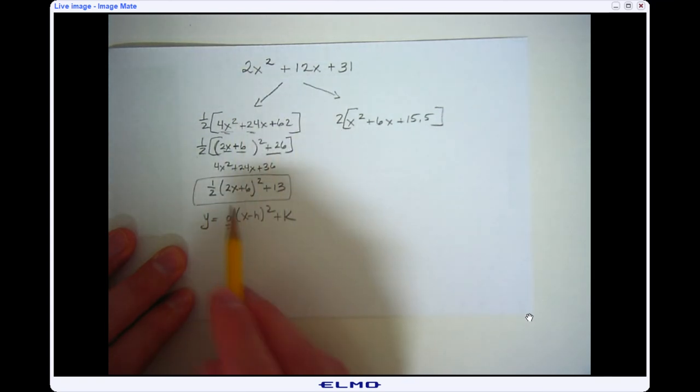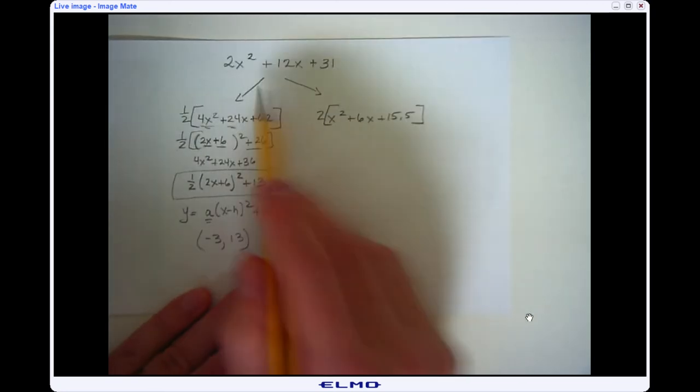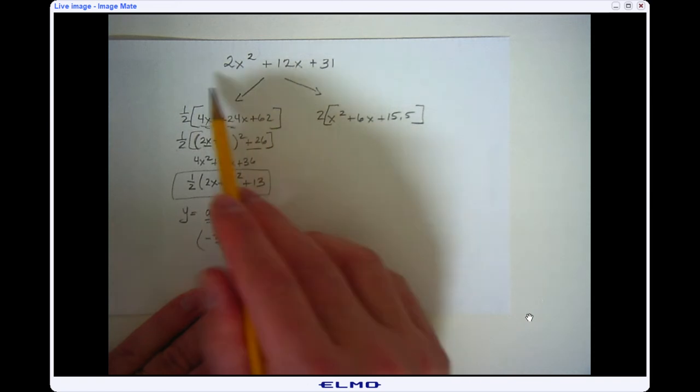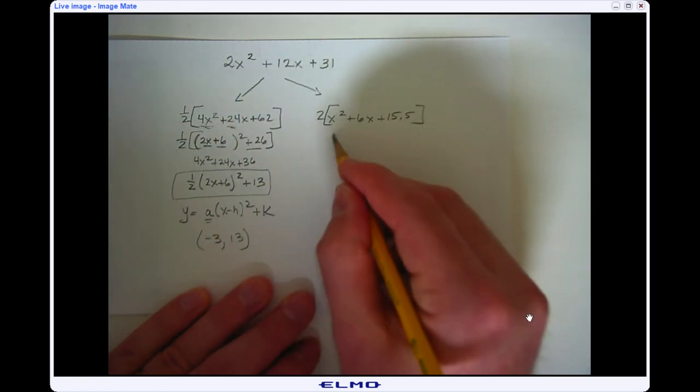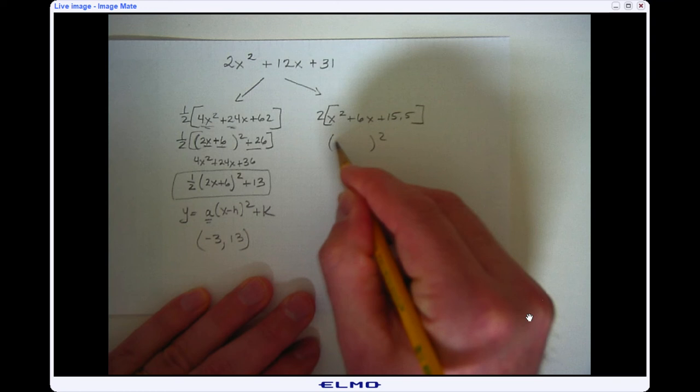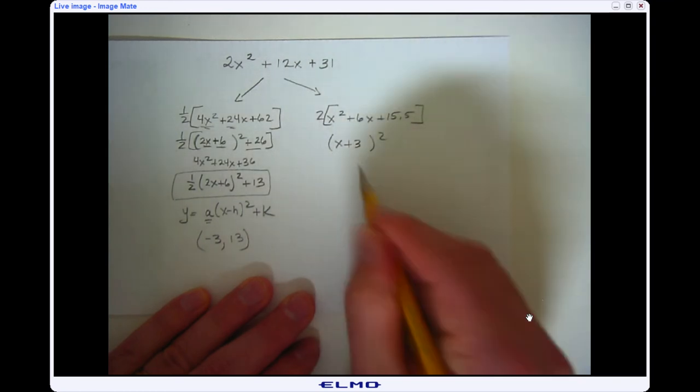To find the vertex, it's again what makes the inside of this parentheses equal to 0, which in this case would be -3, and then it's my k value of 13. So this other example is, again, instead of multiplying everything by 2, I divide everything by 2, and again, I made a perfect square. So again, if I do this one, this would have to be x, because x times x is x squared plus 3.